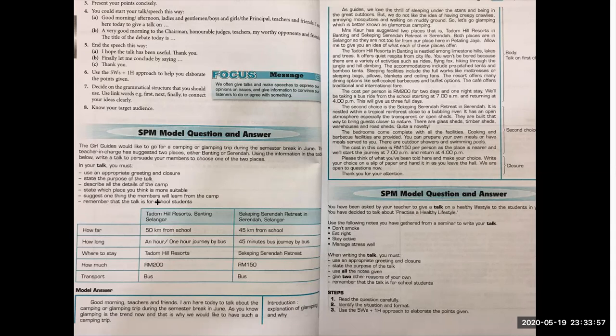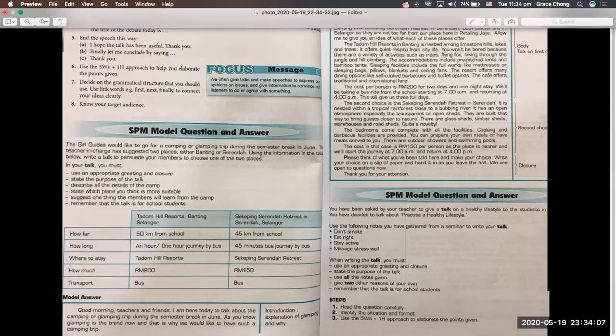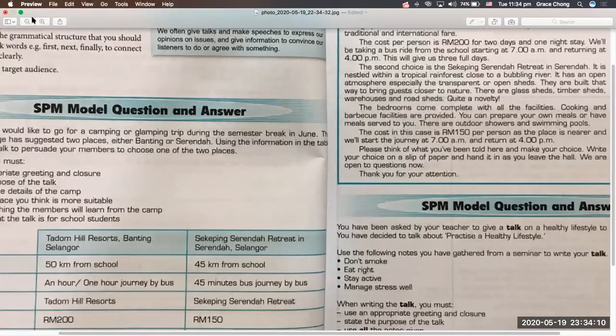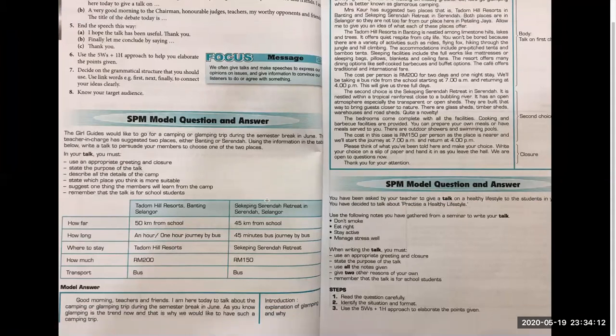Remember that the talk is for school students. So this is your target audience. That means who you are talking to. Right. Let me zoom in a little bit. Right. If you look at it, very simple. Because the first thing we want to do is we want to look at this.